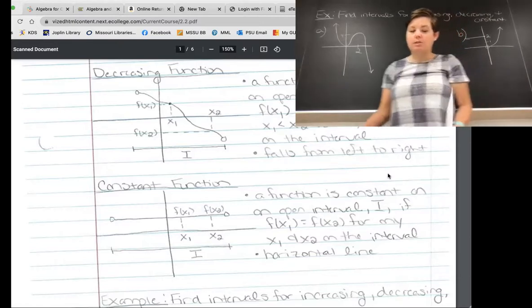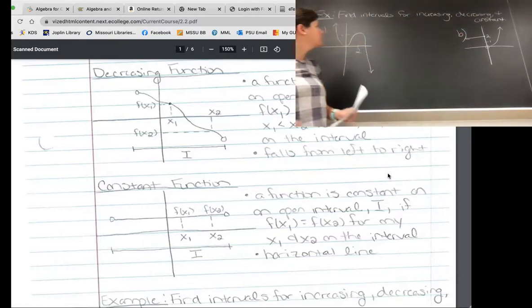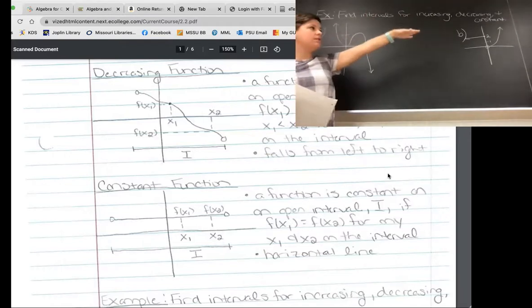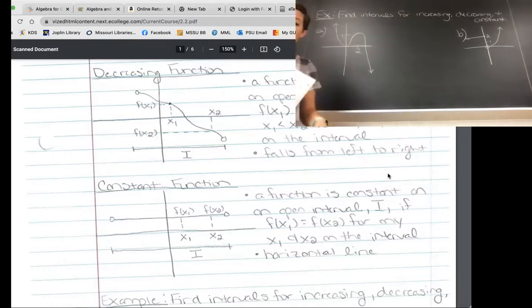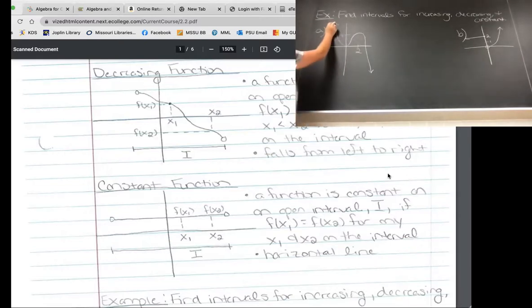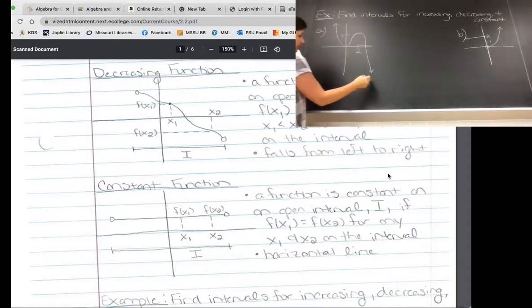So for this style of problem, you're going to find the intervals for which it's increasing, decreasing, and constant. What I always recommend is starting on the left side of your graph and pretending like you're walking it, figuring out how you're walking your graph. So if I start all the way over here on the left side, what am I doing first? Well, I'm walking downhill, until where? Until I hit 0. Then I start walking uphill, and then I start walking downhill again.